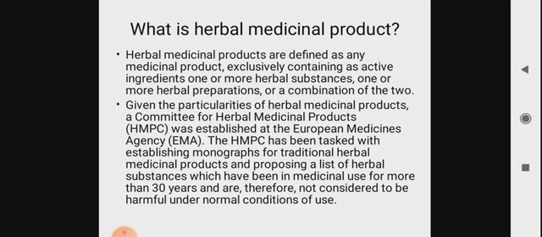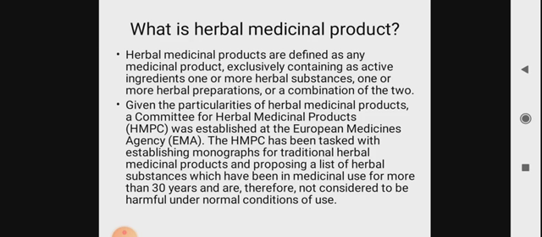What is herbal medicinal product? Herbal medicinal products are defined as any medicinal product exclusively containing as active ingredients one or more herbal substances, one or more herbal preparations, or a combination of the two. Given the particulars of herbal medicinal products, a committee for herbal medicinal products was established at the European Medicines Agency. The HMPC means Herbal Medicinal Product Committee.